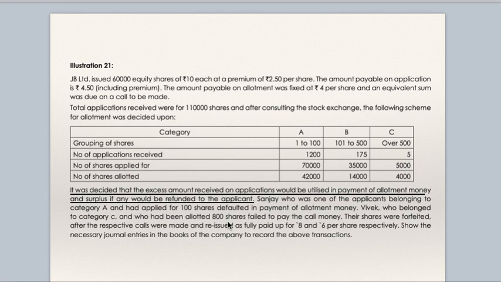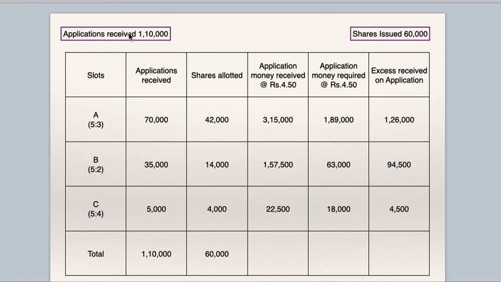Whereas in case of Vivek, number of shares allotted to him is given. See this table. Applications received 1,10,000, shares issued 60,000. 3 slots, 3 categories A, B and C. Applications received in first category 70,000, shares allotted 42,000, so ratio is 5:3. 70 is to 42 is 5:3.